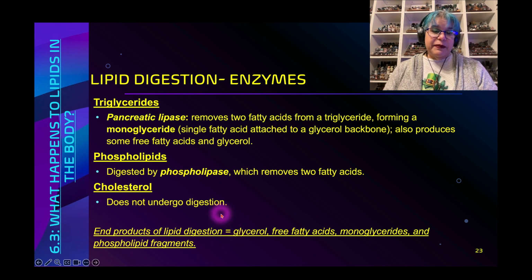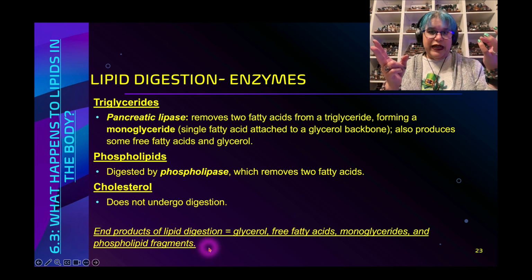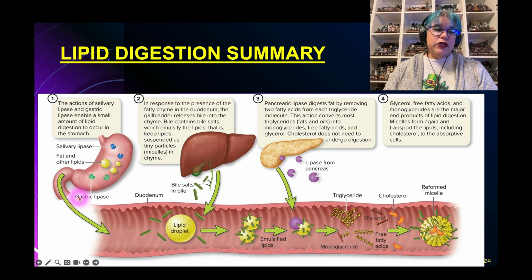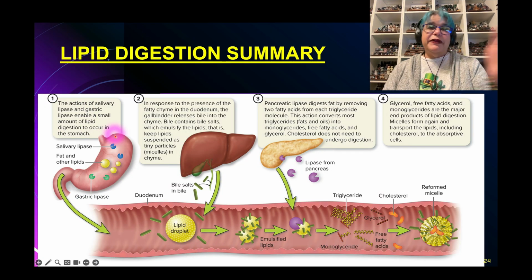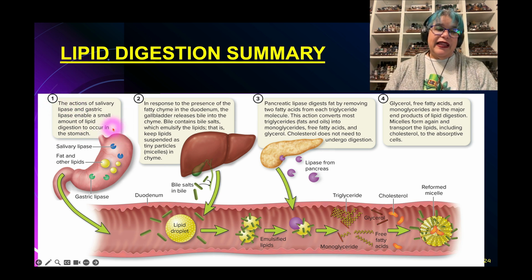Now, the end products of lipid digestion are going to be the glycerol all by itself, the free fatty acids, or we can have the monoglycerides with the free fatty acids, and then we've got the phospholipid fragments with the head and the 2 tails. So, lipid digestion summary. The actions of salivary lipase and gastric lipase. Salivary, it's going to be in the mouth. Gastric, gastro always means stomach, so it's the mouth lipid enzyme and the stomach lipid enzyme that enable a small amount of lipid digestion to occur in these two places.